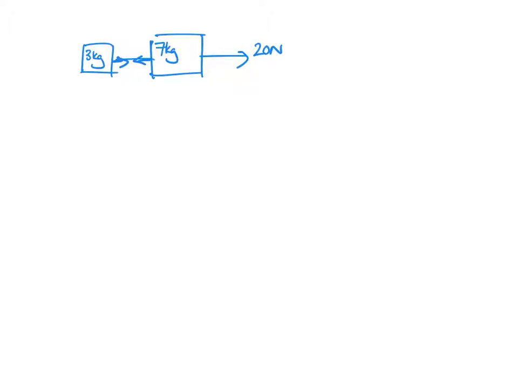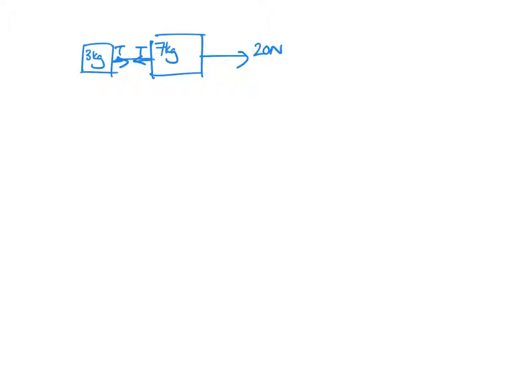So this is basically a Newton's third law pair, that the force that the 7 kilogram pulls the 3 kilogram forward is the same as the force the 3 kilogram pulls the 7 kilogram backwards. Equal force in opposite direction. But we'll revise Newton's third law in another chapter.